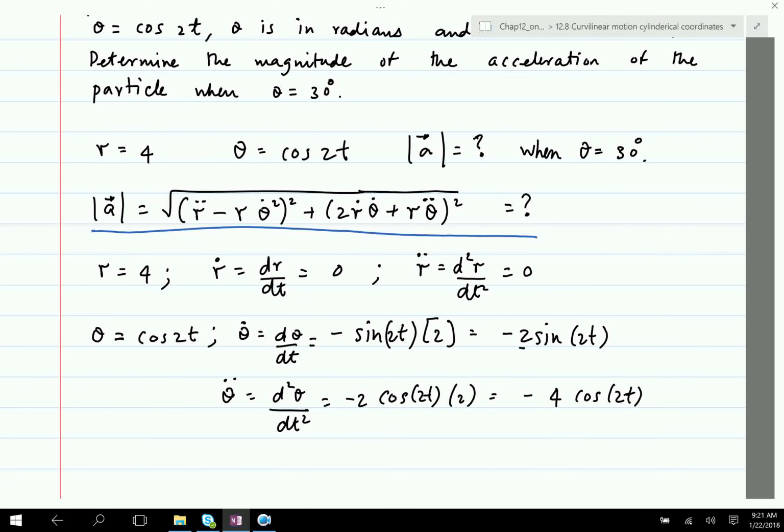We are only given that theta is 30 degrees, so we need to first find how t is related to theta. So my question is, how can I find t if I know that theta is 30 degrees? Yeah, so I can put this theta inside this expression and find t. And once I know t, I can sub it here to find theta dot and theta double dot, and then sub it in the acceleration formula.